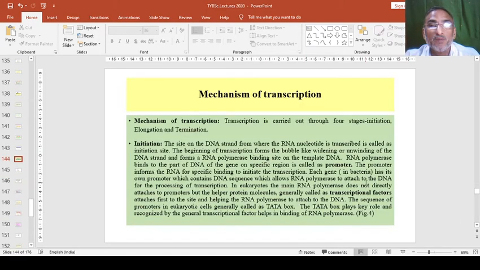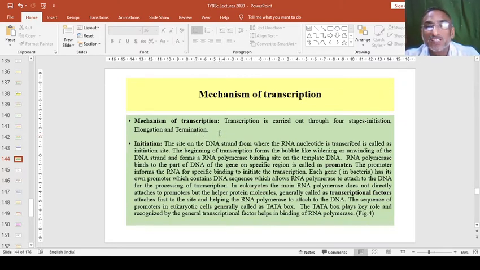Now, the mechanism of transcription. We have seen transcription and translation, which are the main processes through which protein synthesis takes place or is carried out. So, the mechanism of transcription. Transcription is carried out through 3 stages: initiation means beginning, elongation means extension, and termination, it stops the activity.